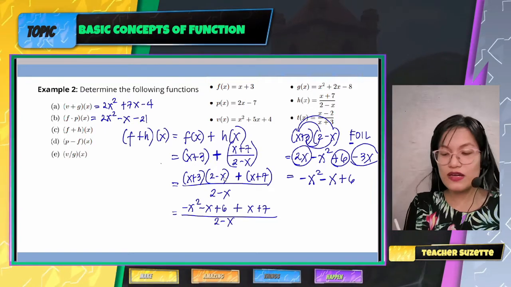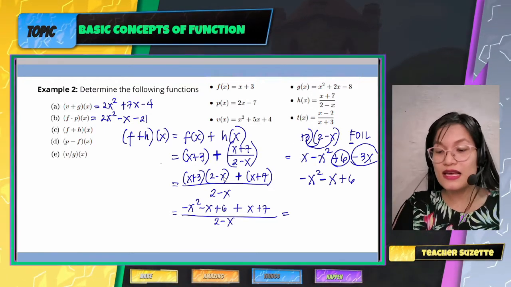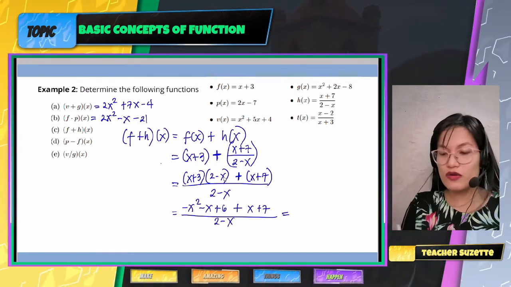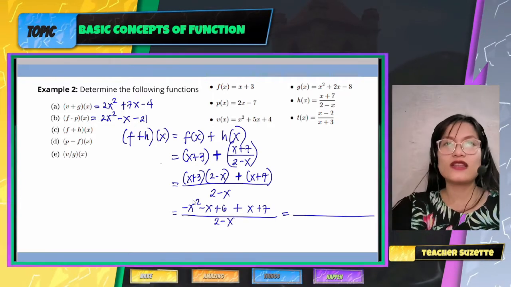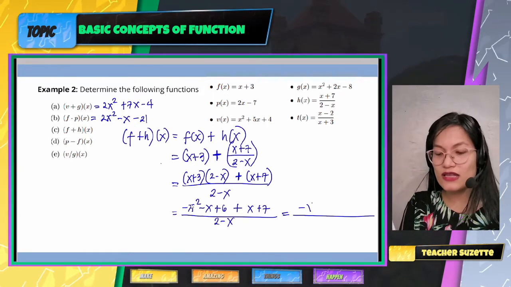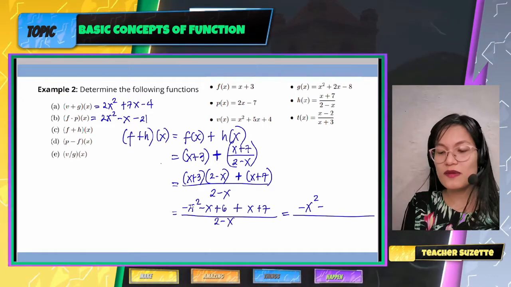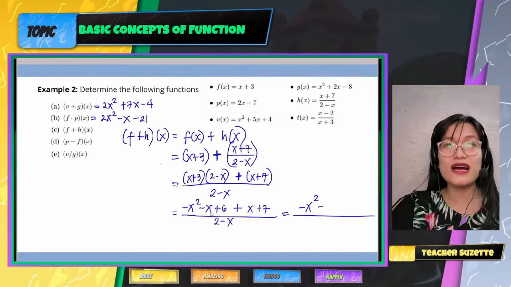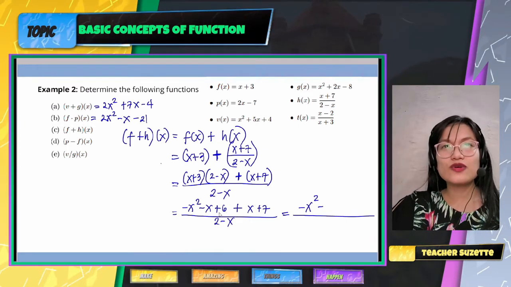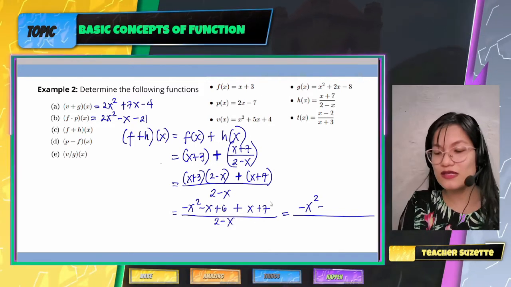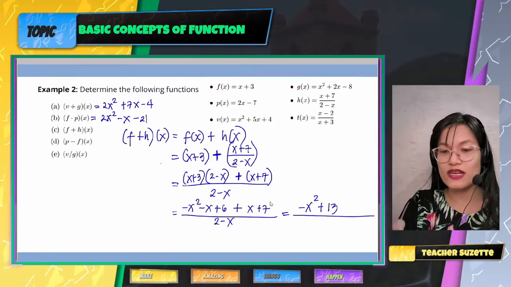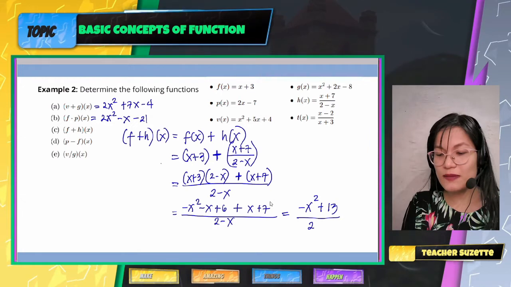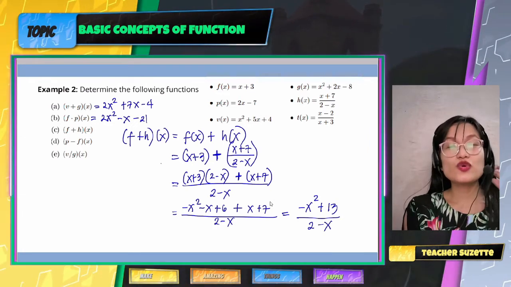Now, this time, we are going to combine the like terms in our numerator. So, that is how we are going to simplify our numerator. So, first, copy our negative x squared. Then, combine our negative x plus x. And negative x plus x is 0. So, that cancels. Then, add our positive 6 and positive 7. So, you will have positive 13 for our numerator. Then, for our denominator, we just copy our 2 minus x.